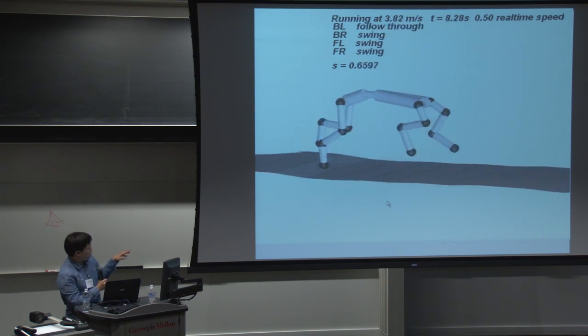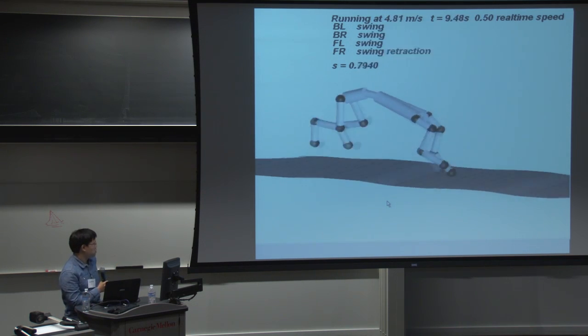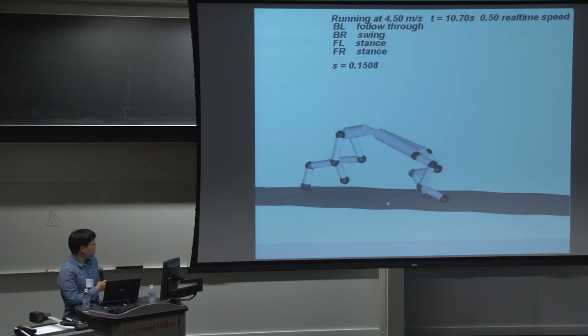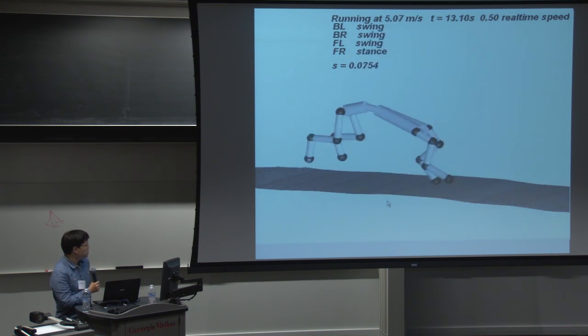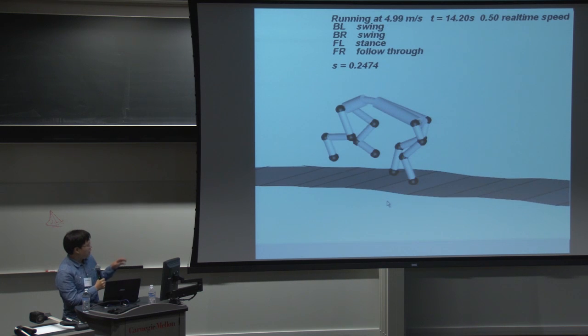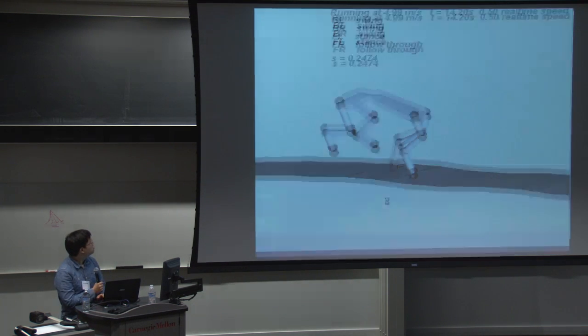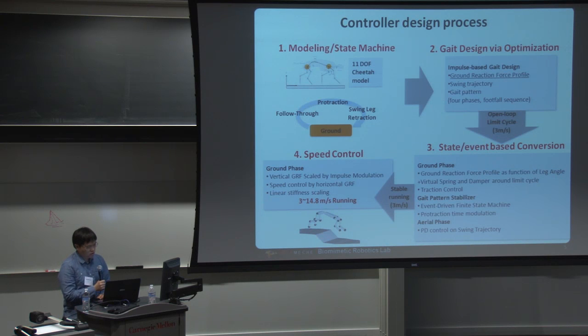And look at the ground, it's not flat ground. And then it can easily handle a 25 centimeter step down. And I don't give any information on the ground to the robot. So here is the control design process.